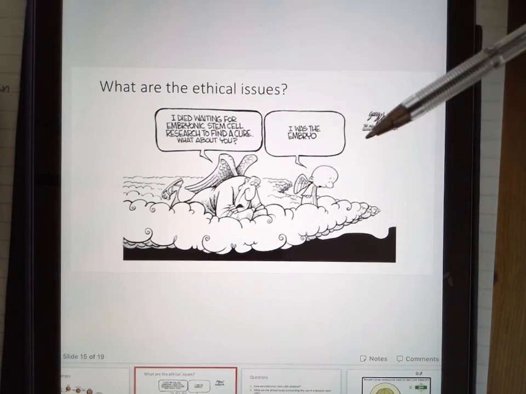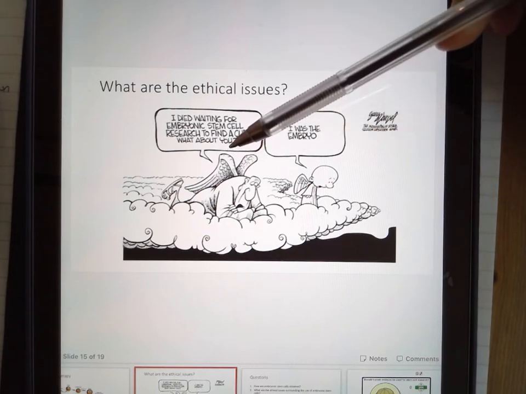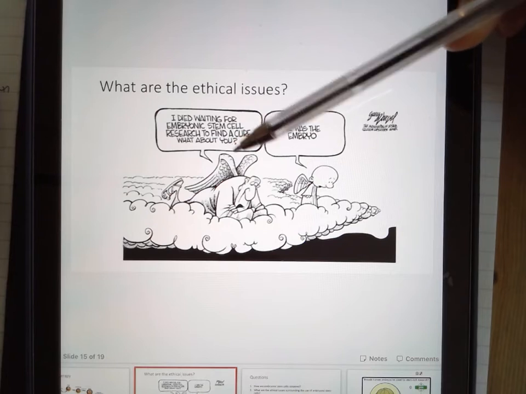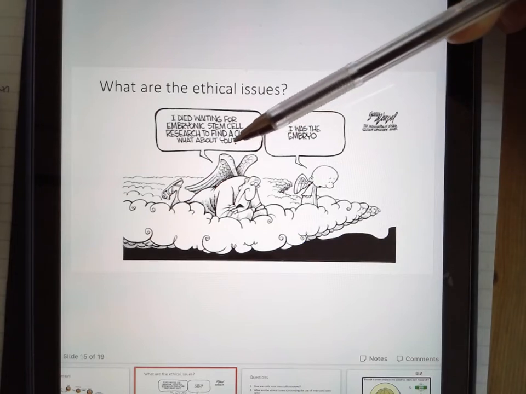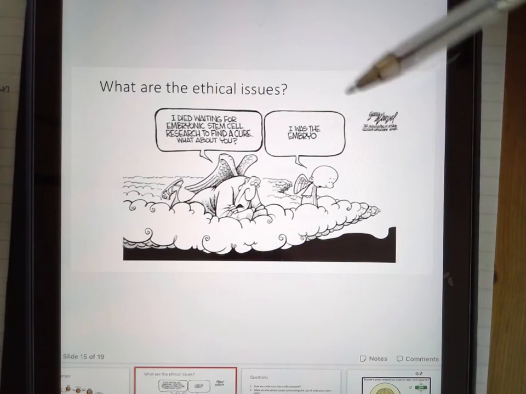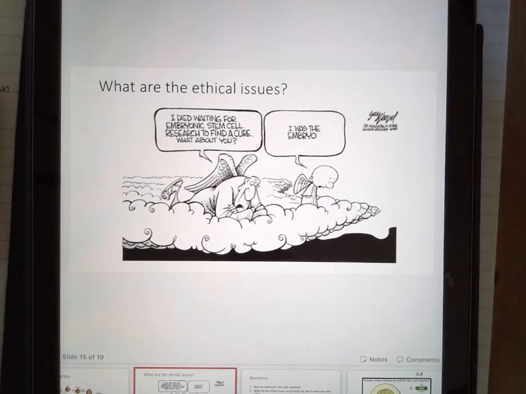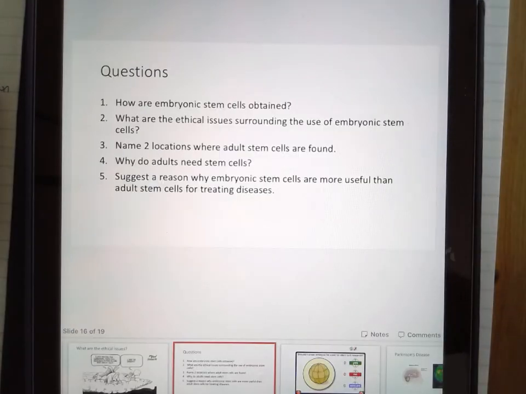But yeah, what the cartoonist is trying to get across is that this chap here died anyway. Stem cell research didn't cure his disease, he still died. And not only has this guy died, but you've also robbed the life of this embryo in the process. So there are lots of ethical issues surrounding the use of stem cells, and one of them is just being highlighted here in this cartoon.